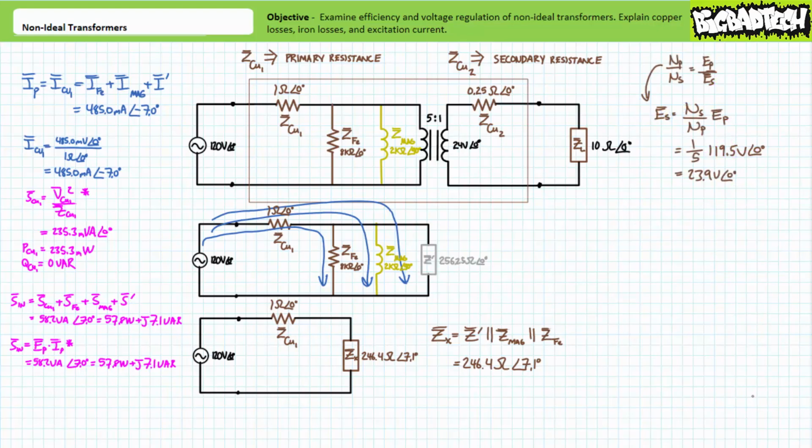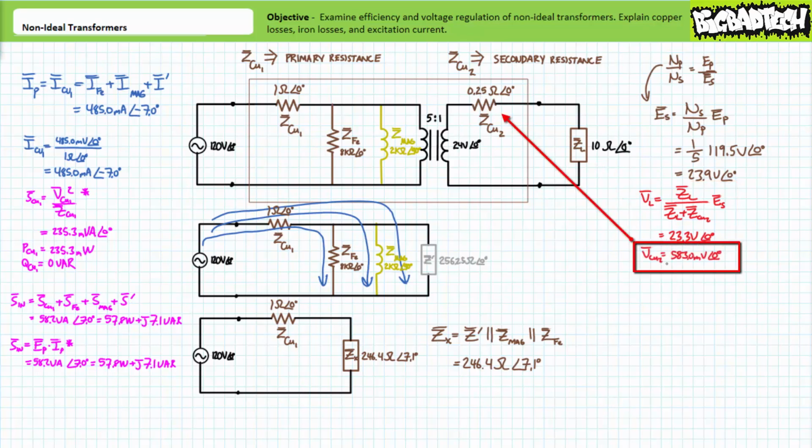Given the voltage applied to the primary winding, this is not the full 120 volts as previously, but rather only 119.5 volts. The directly proportional turns ratio relationship demonstrates that the secondary voltage will only be 23.9 volts. Using the voltage divider rule, it can be demonstrated that the 10 ohm resistive load will experience a voltage drop of approximately 23.3 volts at an angle of 0 degrees.